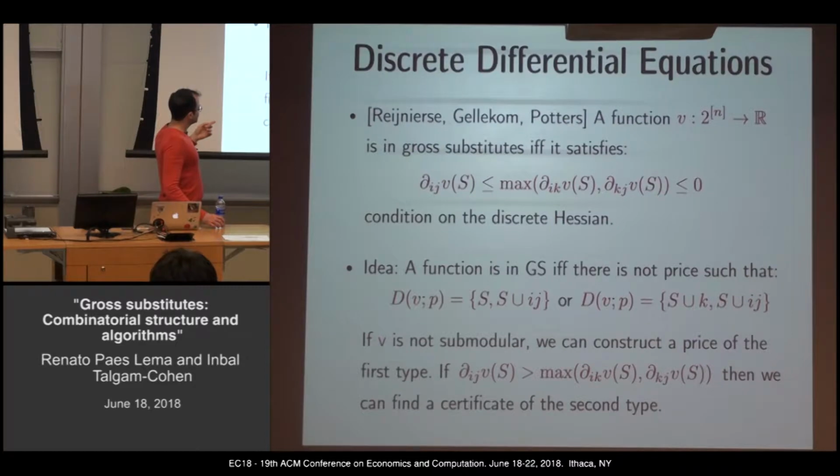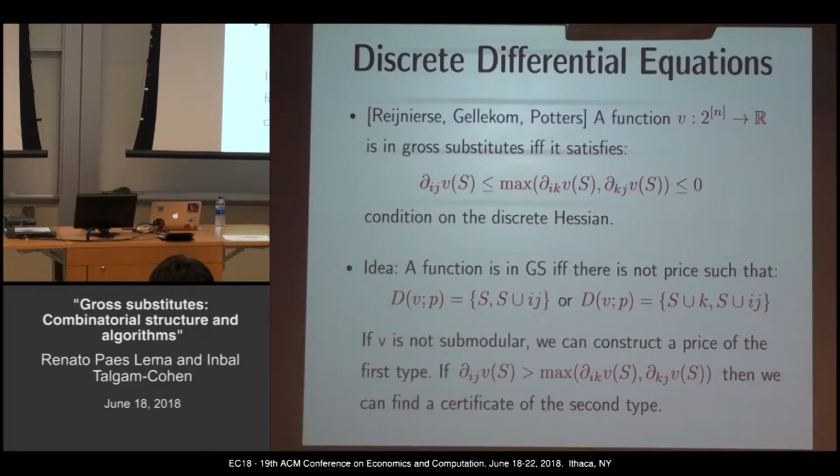So the proof goes in two steps. It says that if a function is gross substitutes, if you still demand some goods at some lower price and the price of some goods increases, you still demand the goods whose price didn't increase. The first step is to show that if this property is true, there shouldn't be any price such that the only things demanded at those prices are S and K, or S and ij. So one direction is easy.